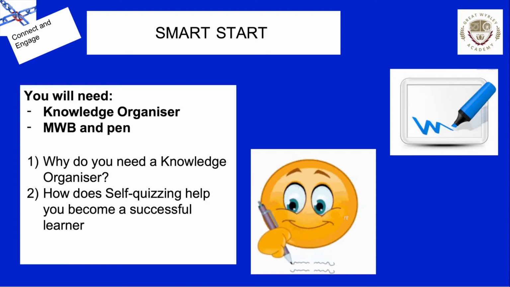In this week's assembly we're going to be looking at some of the key strategies that you can use in order to self-quiz. Please can you get your Knowledge Organiser out and have it ready in front of you on your desk. You'll also need your mini whiteboard and a pen. Have a go at answering the Smart Start questions on your mini whiteboard. I'm going to give you 1 minute to respond to these questions. Off you go.